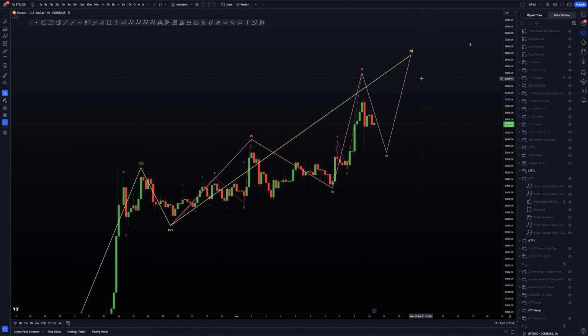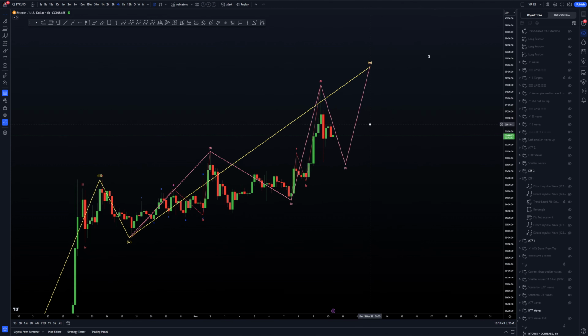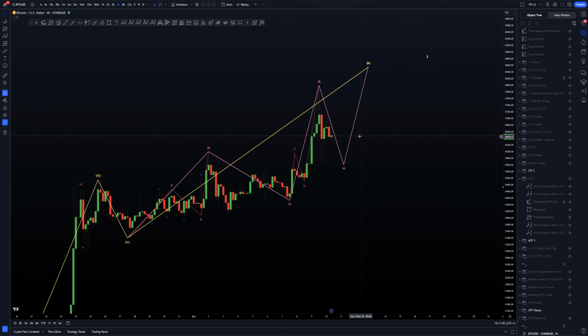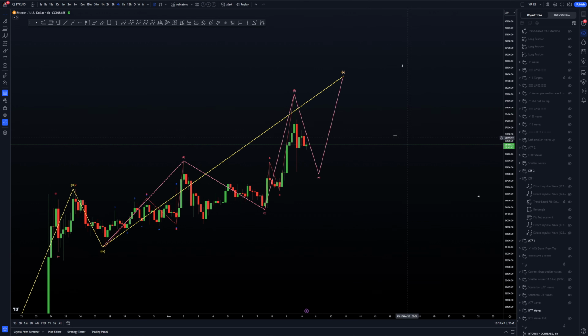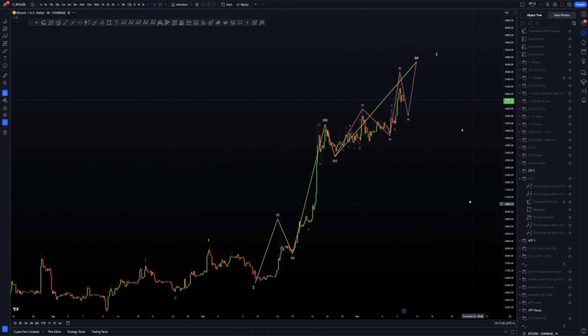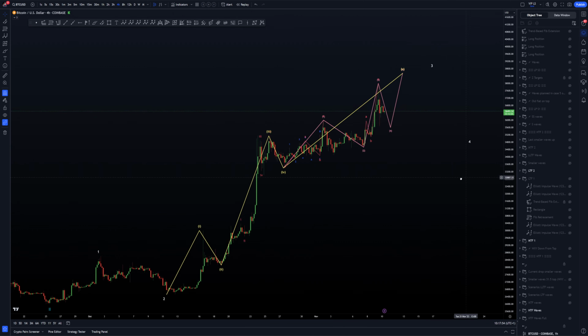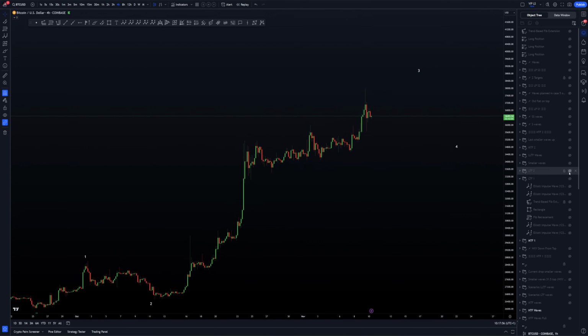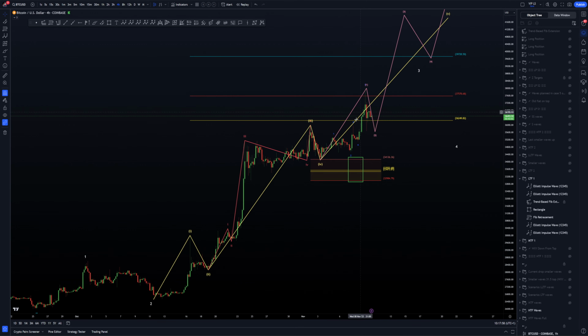That's why, in my opinion, it's better to trade the levels. The levels are more important, I think, these days. But these are the two different configurations I have really, leading or ending into the wave 5 here.